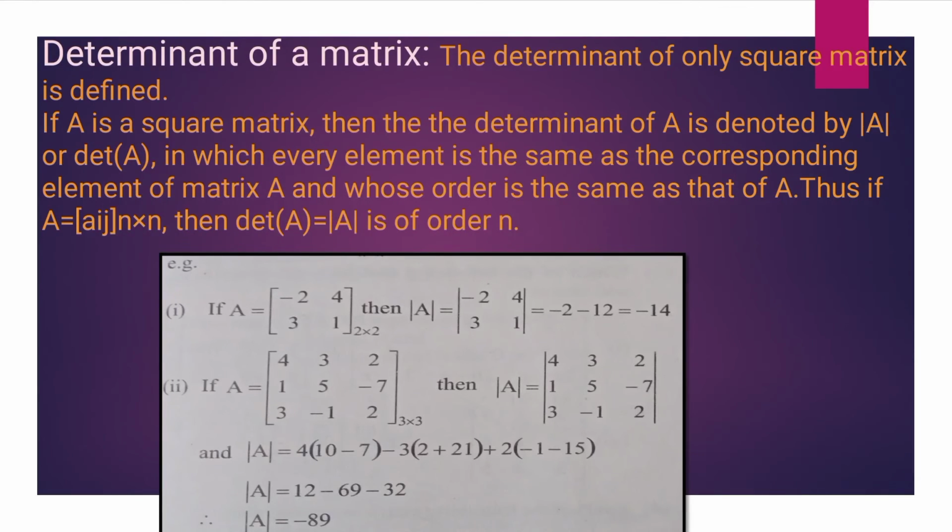Thus, if A is equal to [aij] n cross n, then the determinant of A, mod A, is of order n. Now this is the following example. Now the first example we take, if A is equal to the 2 by 2, when it is a 2 by 2 matrix, then we find its mod, and the answer will be -40 for the first example. Similarly, now we solve the second example, then we get the answer -89.